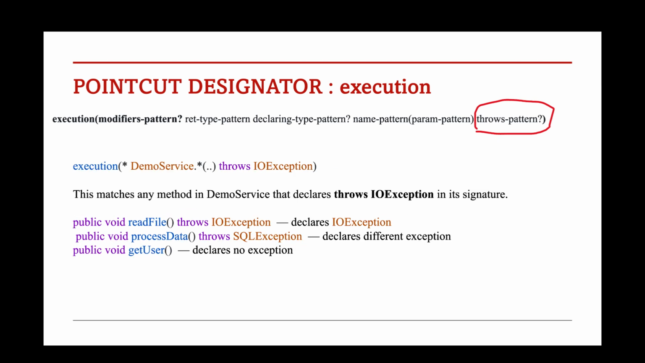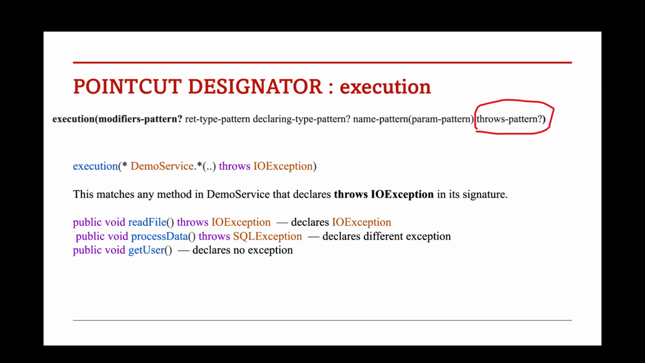Alright, look at the screen carefully. We have this expression. Now, look at the three methods in DemoService. Which one does this pointcut match? Only readFile. Why? Because readFile is the only method that declares throws IOException in its signature. That is an exact match. processData does not match. Because it declares throws SQLException, not IOException. getUser does not match. Because it does not declare any exception at all.